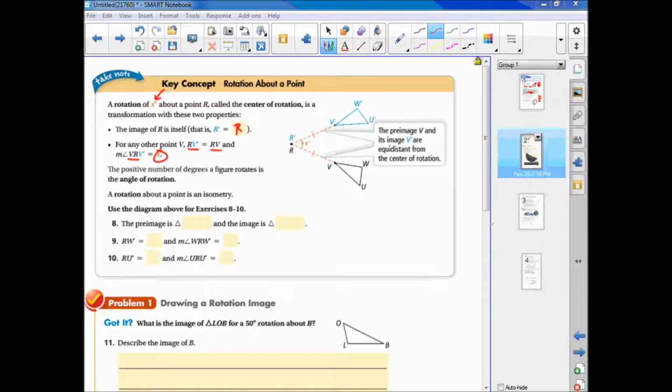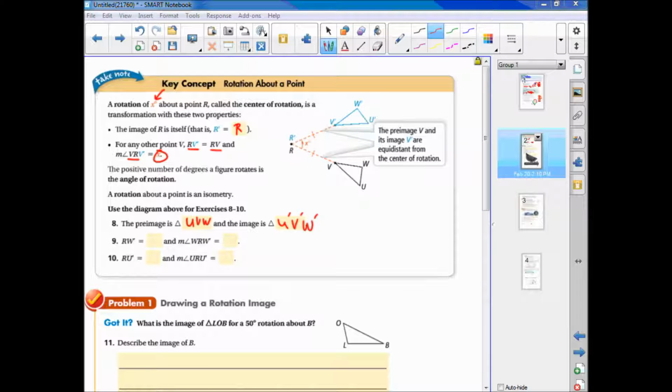So use the diagram above for exercises 8 through 10. The pre-image is triangle VWU or UVW or any order you want, okay? And then the image is triangle, and we have to keep them in the same order because we're not changing it. So if U came first, U prime has to come first here, and then V prime, and then W prime, okay? So these shapes are going to be congruent, and their orientation is not changed.